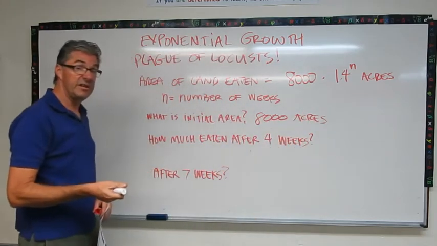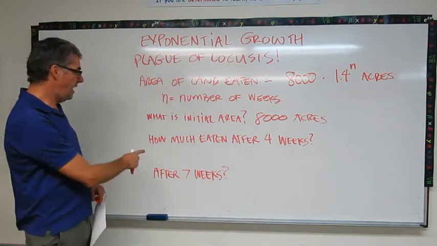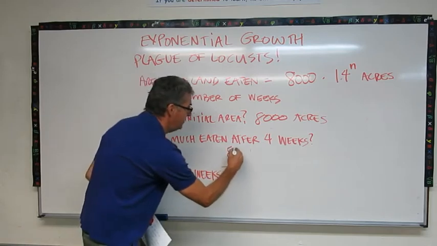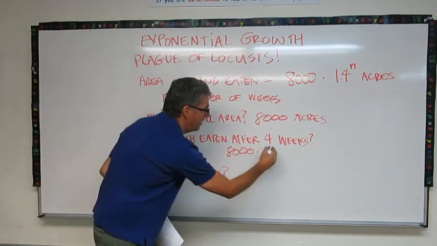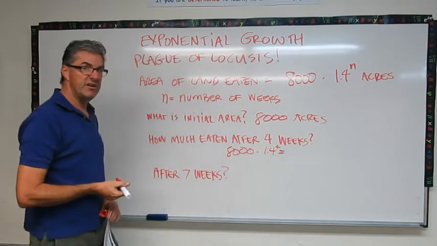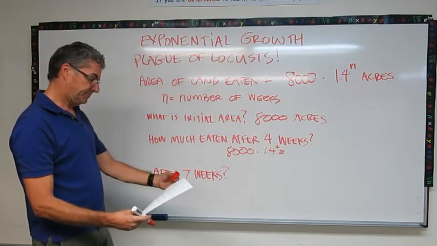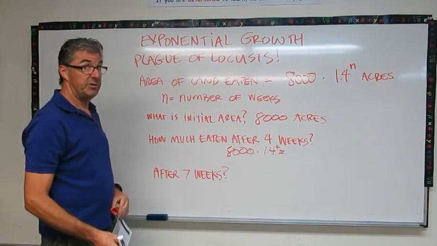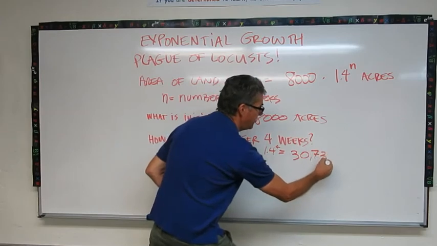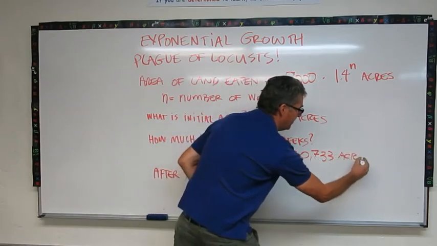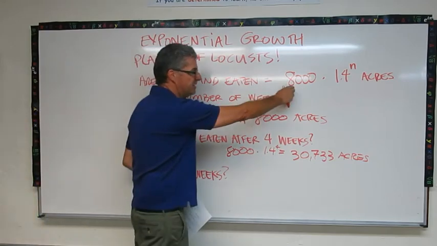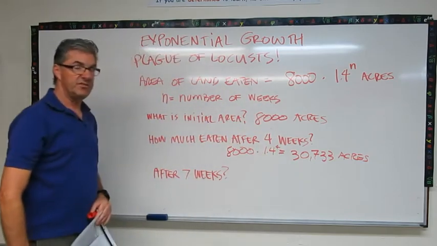Okay, you're going to need your calculator for these next 2. How much is eaten after 4 weeks? The equation for that is 8,000 times 1.4 to the 4 power. So pull out your calculator and do that. It's pretty big. That's 30,733 acres. So just after 4 weeks, we've increased this amount of land eaten all the way up to 30,000 something.